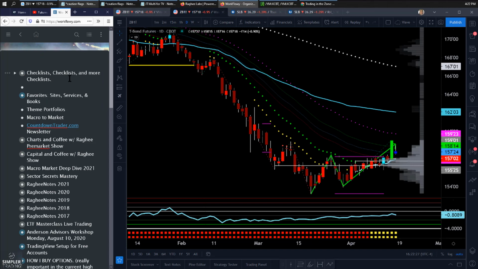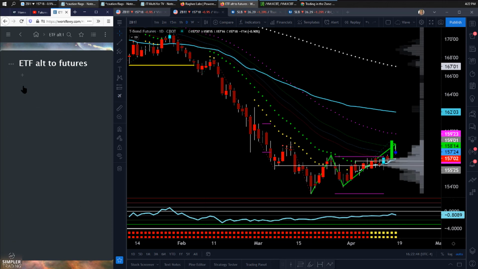What I'm talking about is ETF alternatives to futures. Let's say you want to trade the futures contract, but it's either too cost prohibitive, or the options chain for the futures is not that liquid, or even the options are cost prohibitive. What is an alternative? So let's talk about this.